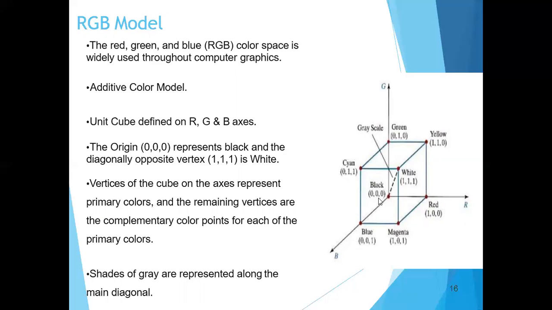So the origin in the RGB model is black, whereas the diagonally opposite vertex, which is 1 1 1, is white. The vertices of the cube on the axes represent the primary colors, which are RGB, and the remaining vertices are the complementary colors. For example, if I mix red and green, I get yellow. If I mix blue and green, I get cyan. If I mix red and blue, I get magenta.